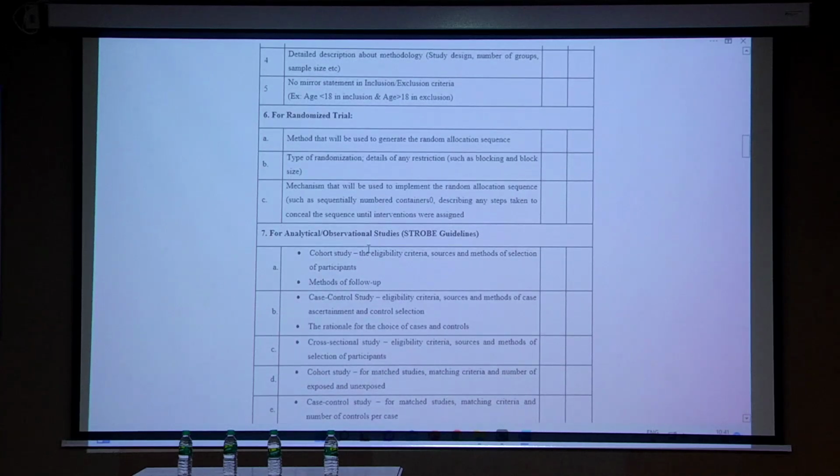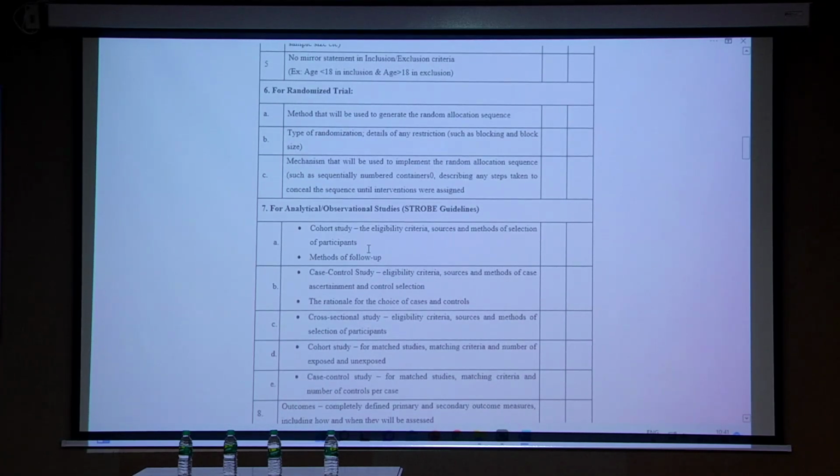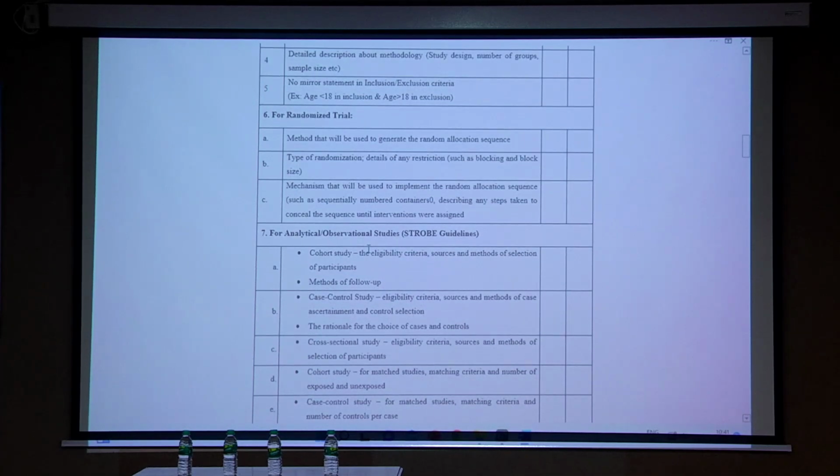That will be like age less than 18 in inclusion and age greater than 18 in exclusion. For example, you are putting inclusion as elective surgeries included. Obviously exclusion is non-elective surgery. So you should not put like that, mirror images. That is very important, remember. So for analytical and randomized trials, mention the method that will be used to generate the random allocation sequence.